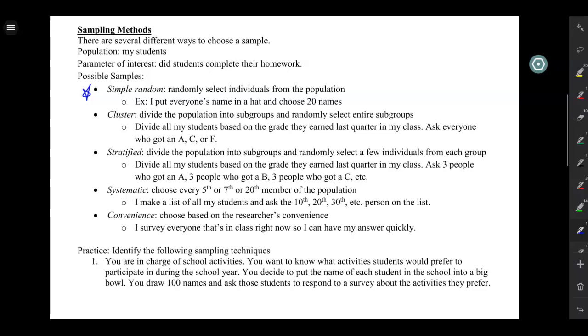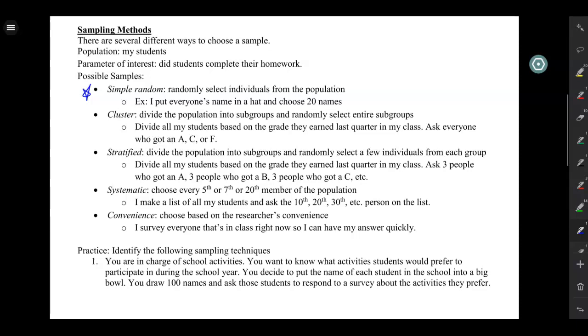So in my example with my students, I might divide all my students based on the grade they got, and then I'm going to ask 3 people who got an A, 3 people who got a B, 3 people who got a C, and so on and so forth. And that's how I'm going to answer my question about if our students completed their homework.